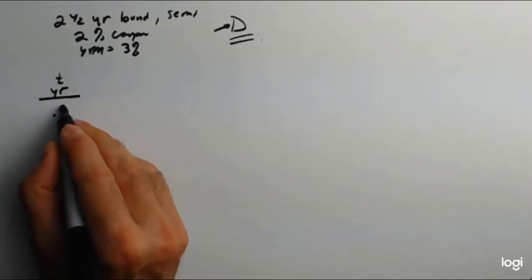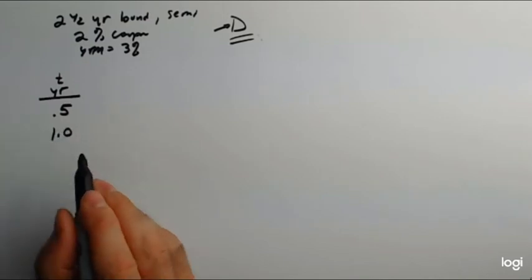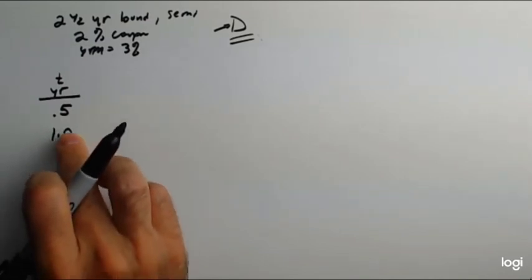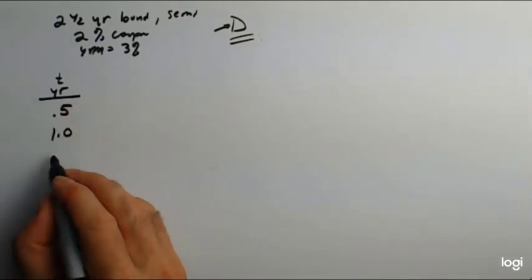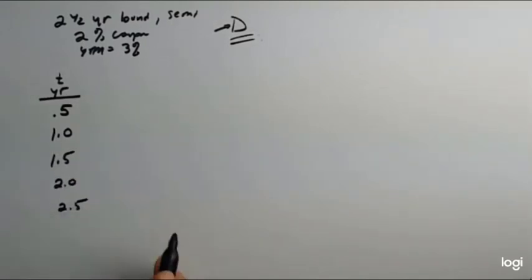And so we're going to have the first semi-annual period, and then it'll be 1 year later. So this is a half year, this is 1 year, then 1.5 years, and then 2 years, and then 2.5 years as time goes on.